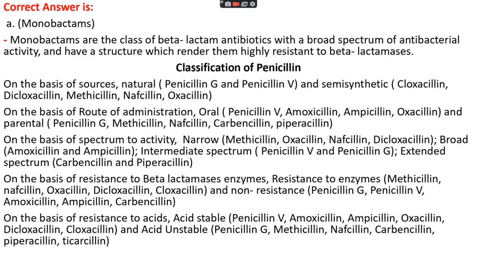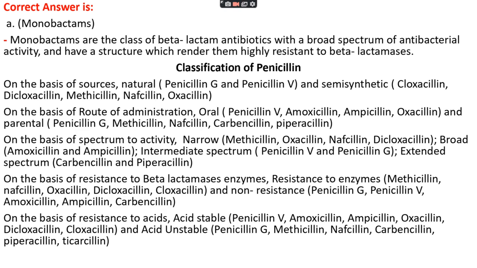Okay, monobactams are a class of beta-lactam antibiotics with a broad spectrum of antibacterial activity, and have structures which render them highly resistant to beta-lactamase enzymes. Okay, let's see the classification of penicillin. On the basis of source, there are two types of penicillin, natural penicillin and semi-synthetic penicillin. Natural penicillin mainly includes penicillin G and penicillin V, while semi-synthetics mainly include cloxacillin, dicloxacillin, methicillin, nafcillin, oxacillin.